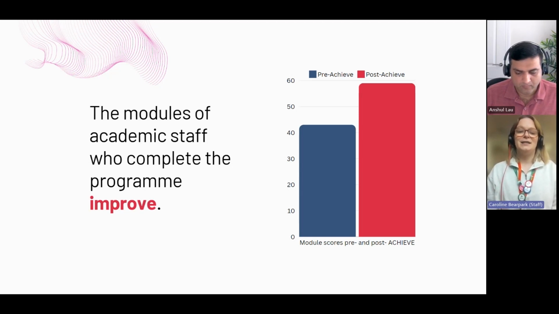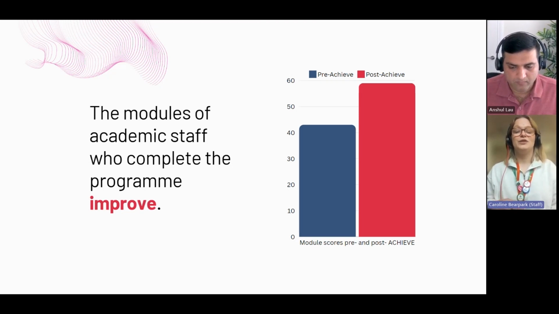This suggests that academic staff who complete Achieve have the digital skills to ensure that their modules are of a high quality, and they also have the confidence to use these skills to improve the student learning experience.